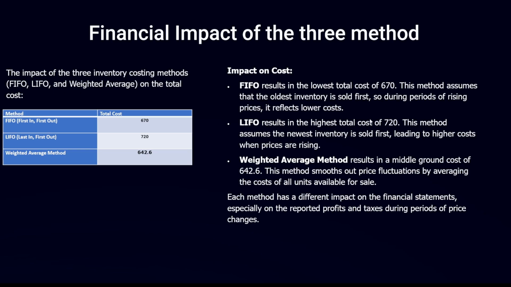Finally, let's compare the three different methods. The first method, we get the total cost of 670. This method assumes the oldest inventory is sold first. Then the LIFO method, last in, first out, the cost is higher than the first method because the new price is higher. We purchase our stock at the beginning with a value of 10, then it increases over time. Then the weighted average method is 642, which is the average price for all our purchases for the last period.